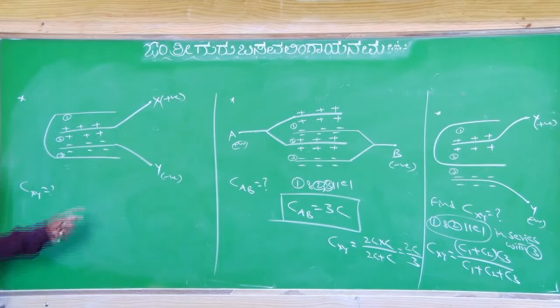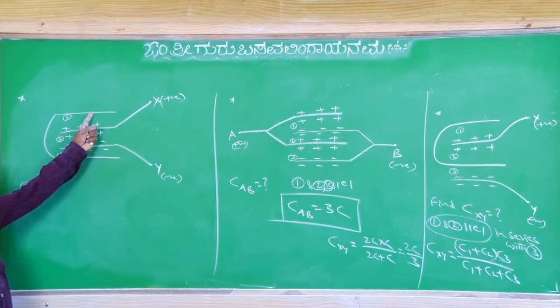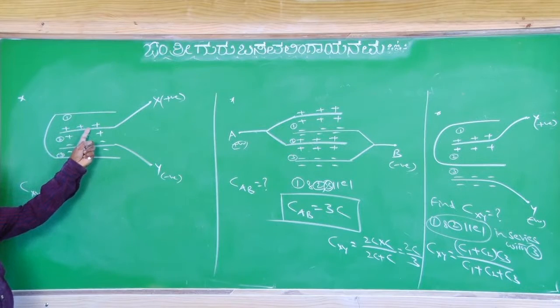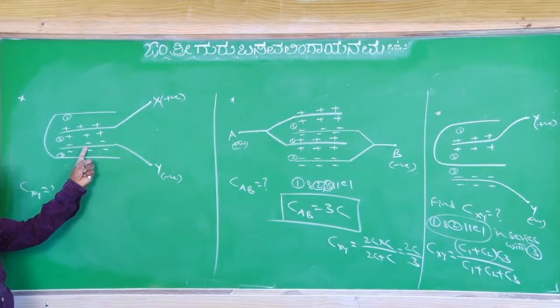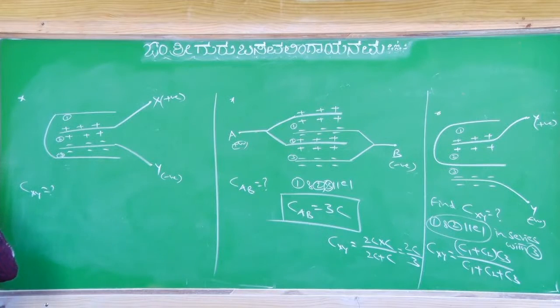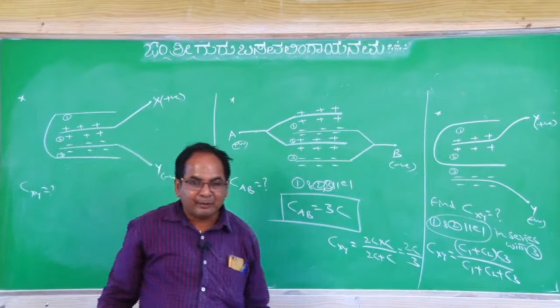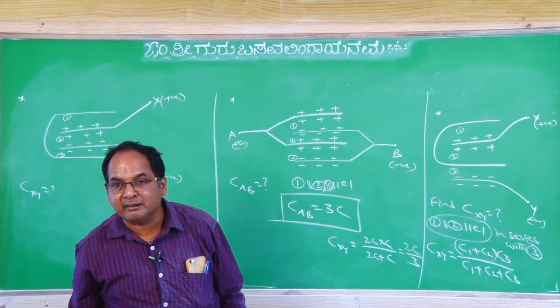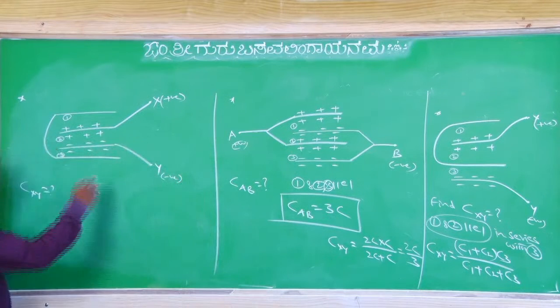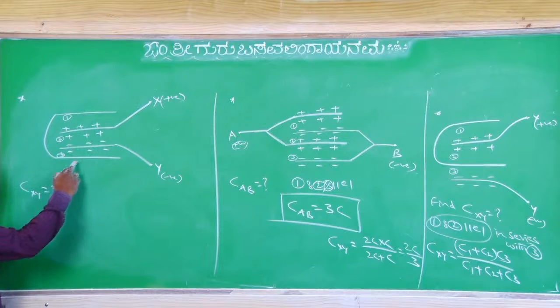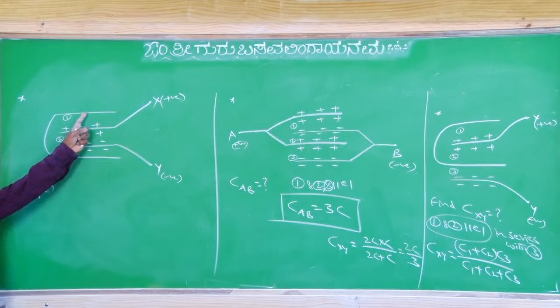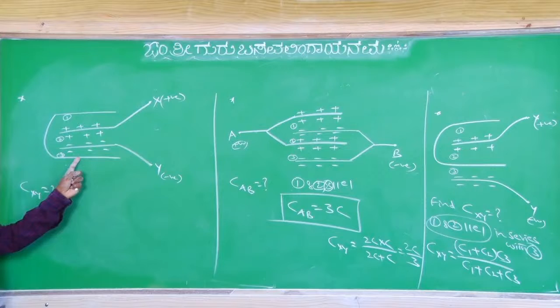Here, what is that one? This is having neutral plates and positive charge. This is the second capacitor, positive charge and negative charge. Third capacitor, negative charge and neutral plates. Now try to tell what is that combination. What are parallel? First and third parallel. First neutral, neutral, okay.